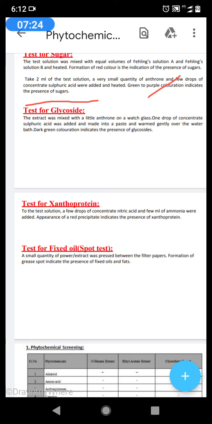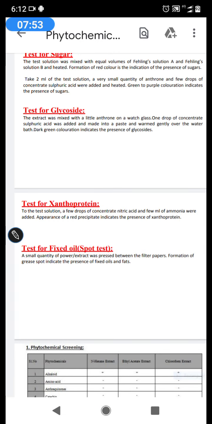Next one is the test for glycosides. The extract was mixed with a little anthrone on a watch glass and 1 drop of concentrated sulfuric acid was added and made into a paste-like form, warmed gently, then put on a water bath. The dark color indicates the presence of glycosides. That is the test for glycoside.